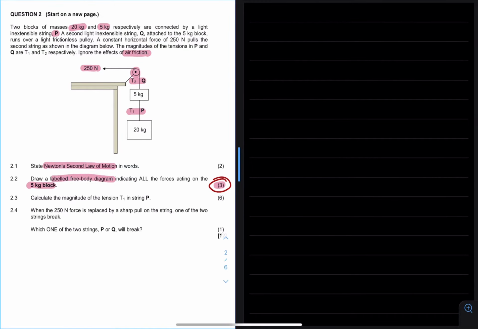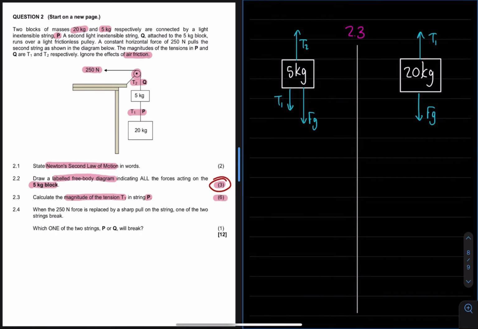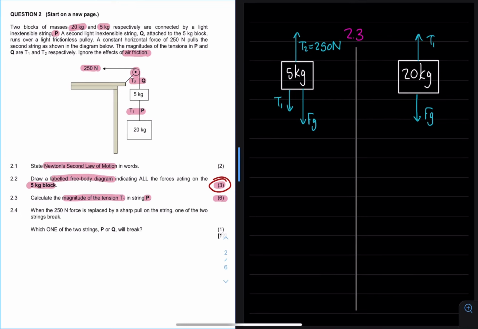2.3 asks to calculate the magnitude of the tension T1 in string P for a total of 6 marks. Now, in order to solve this problem, we will have a look at both the force diagram of the 5 kilogram block as well as the 20 kilogram block. The values that we have already obtained or can obtain: T2 would be equal to 250 Newton. The reason that they are equal is because this is a frictionless pulley, which means that the force over there would be equal to the force over there.